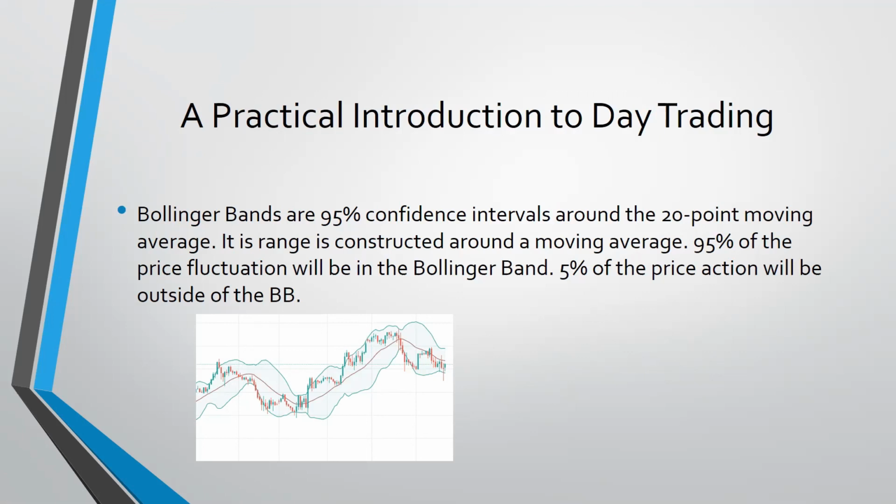So the first criteria, one, I want the price to go outside the Bollinger Band, then go inside the Bollinger Band. Two, I want the RSI to drop below the number 30. And three, I wait for a price crossover to occur.